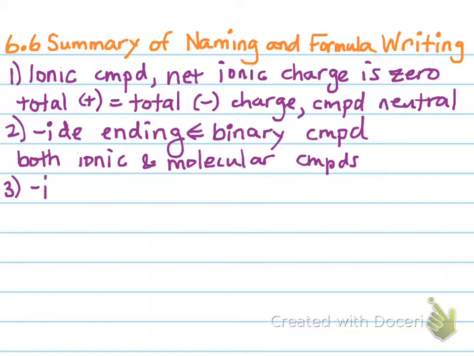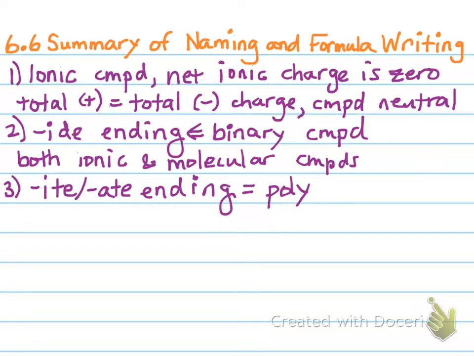Thirdly, if we have an "ite" or an "ate" ending, we have a polyatomic ion, which means it has to be an ionic compound, right? Our way of telling the difference is molecular compounds are made of 2 nonmetals. Ionic compounds are a metal and a nonmetal, or they contain a polyatomic ion. So if they have a polyatomic ion, it's an ionic compound. And those polyatomic ions are going to have oxygen in them.